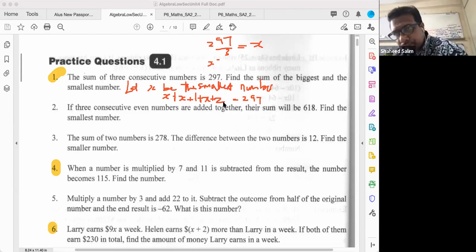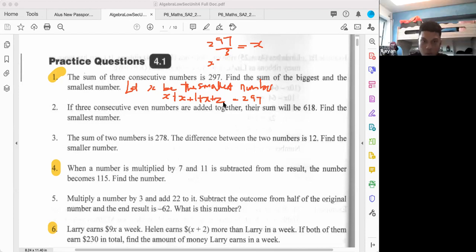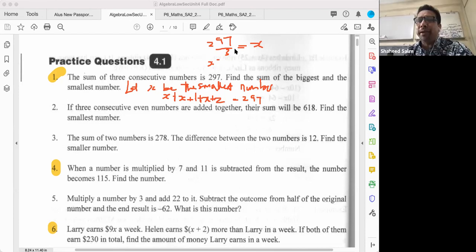What do you get for x? I get 99. 99, you take 297 divided by 3, you get 99. This one, you get x plus x plus x, 3x plus 3 equals to 297, you know. So down here, you get 3x plus 3 equals to 297. Correct, right? Because you plus on the x.